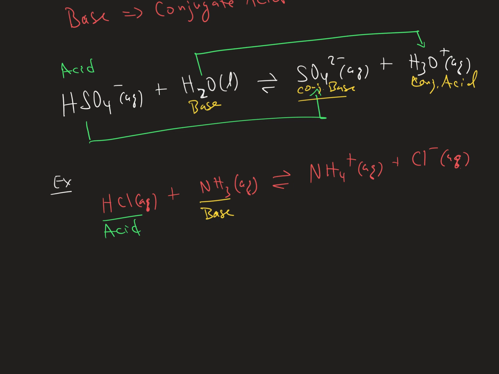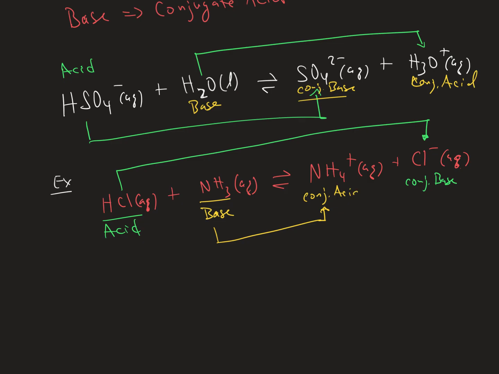So what does the base turn into? Or sorry, the acid? Cl minus. It donates an H plus. That makes Cl minus what? Conjugate base. The acid turns into the base, and the base turns into an acid. We know that's an acid because it has an extra H plus sitting there. You follow?